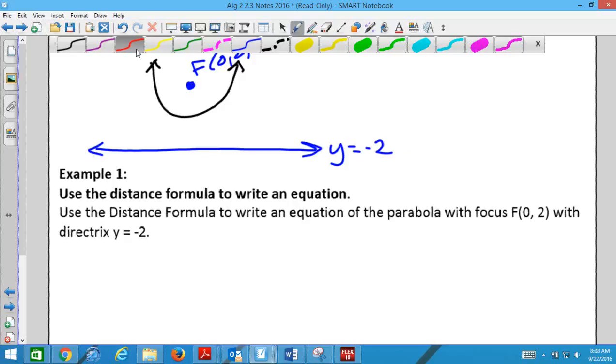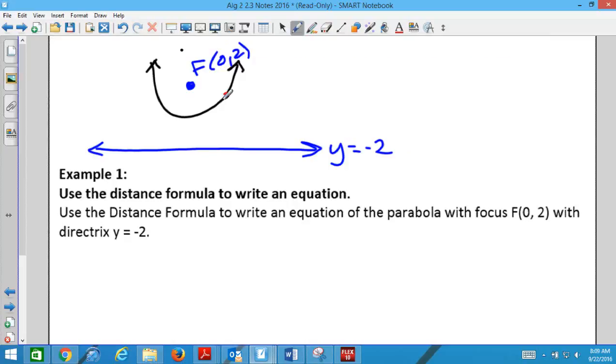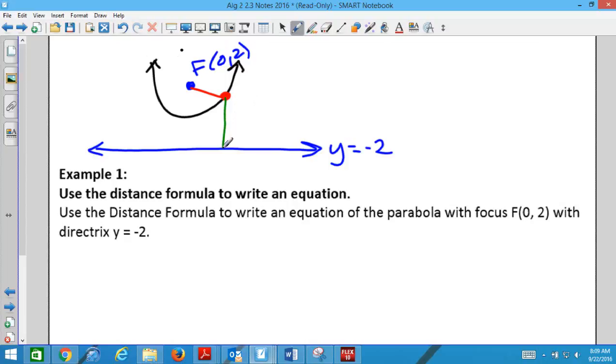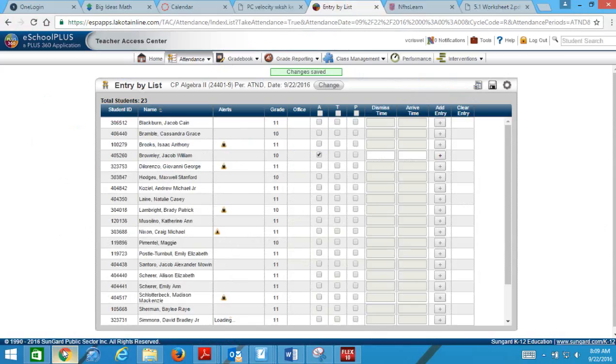And what's special about the focus and the directrix is I can pick any point on my parabola, any point at all, and that point is the same distance from the focus as it is to the directrix. It's the exact same distance.